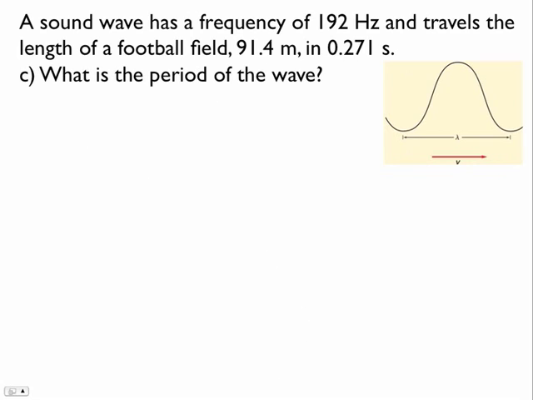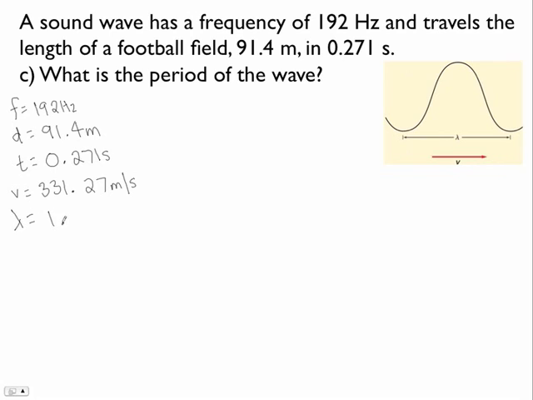Now, the third part of this formula. Okay, I'm going to do it again. I'm going to go ahead and write down all that we know again. We have 192 hertz. We have a distance of 91.4 meters. We have a time of 0.271. We have a velocity of 331.27. We have a wavelength of 1.76. You can see we're starting to get a lot of information about this wave.